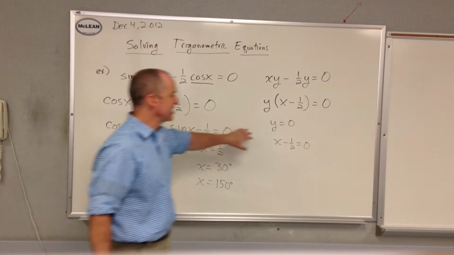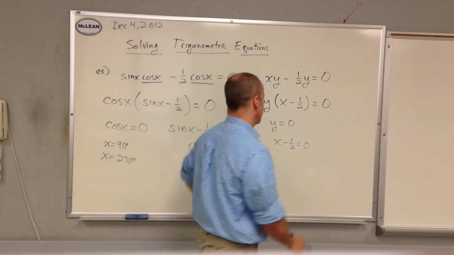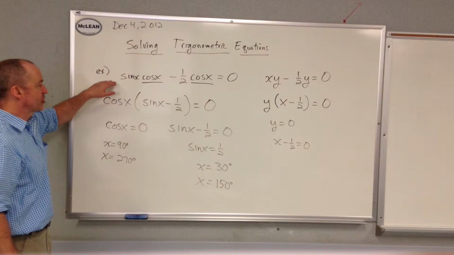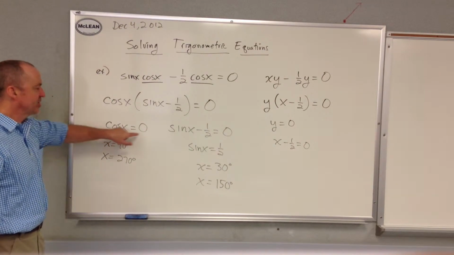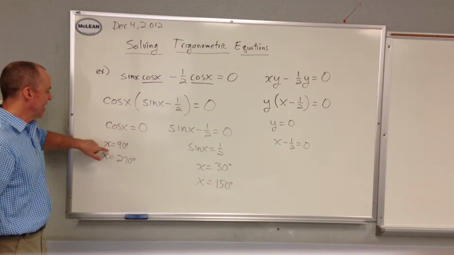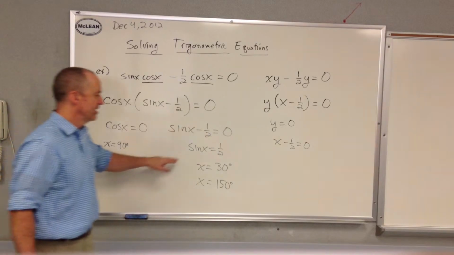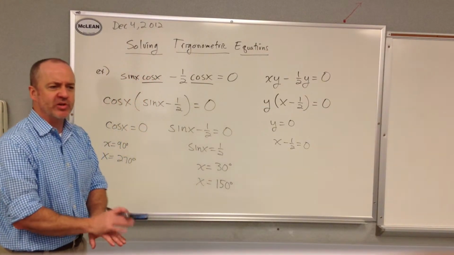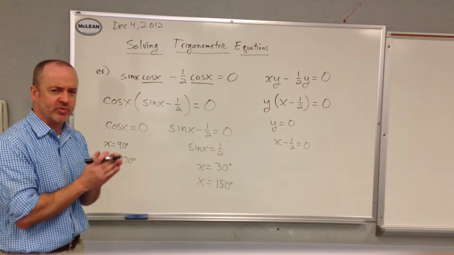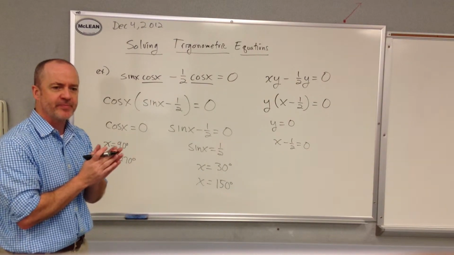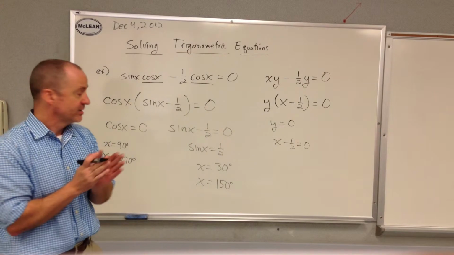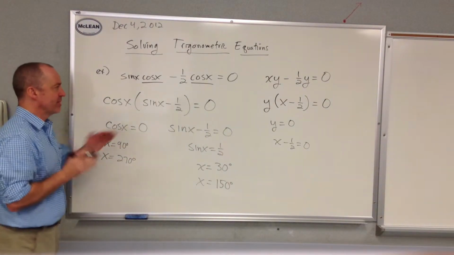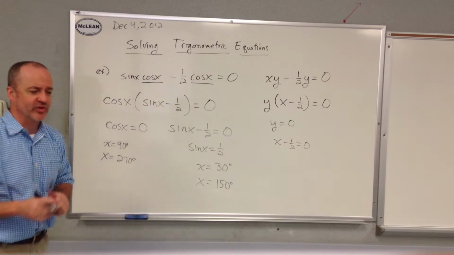If we stuck with x's and y's, we would just get the solutions y equals 0 and x equals 1/2. Put in the trig, and cosine equals 0 when the angle is 90 or 270. Sine equals 1/2 when the angle is 30 or 150. And for tonight's homework, stick to 0 to 360 degrees. We'll talk about other possibilities soon. Any questions on this? You had to remember your algebra factoring trick here first.